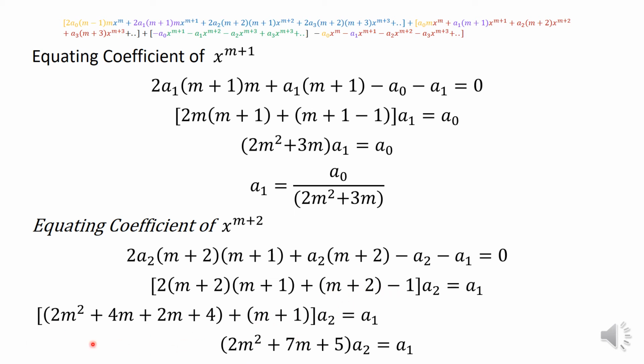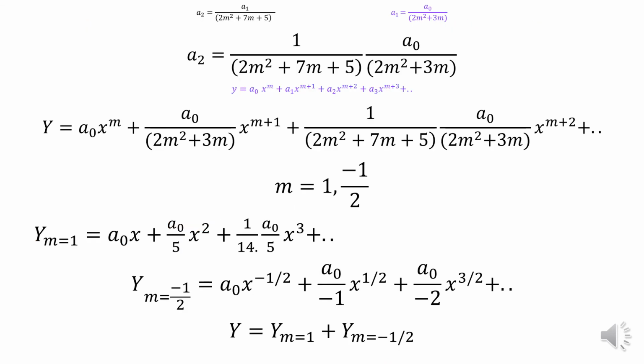So simplifying this one, it is 4m, 2m also, 4 plus 2, 6, plus 1m, 7m. So 2m square plus 7m, and 4 plus 1, 5. A2 is equal to A1, further. So in this way we will try to find the value of a2. A2 in this way we can find.